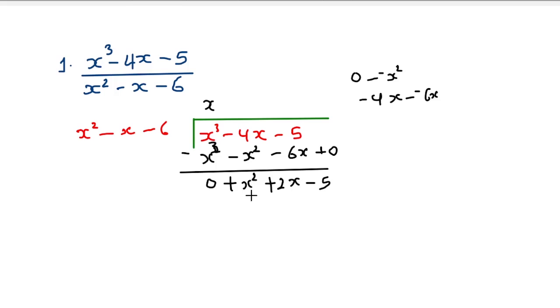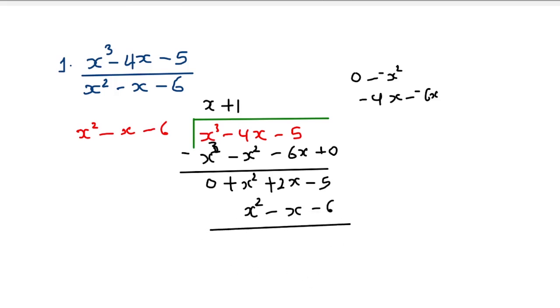So we're going to divide. Get this x squared divided by this x squared. What do we get? We get a 1. So plus a 1 here. Multiply the 1 throughout this. We get the same thing: x squared minus x, 1 times negative 6, minus 6. Subtract.